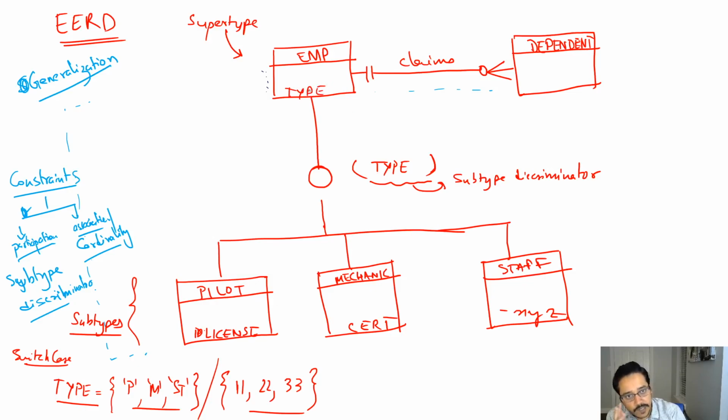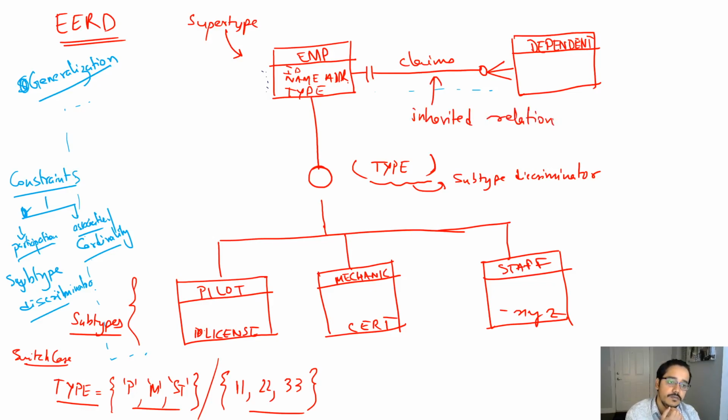Because it is a special attribute within the supertype. And thereafter, the supertype has all the common attributes of these subtypes. So it will have things such as ID, name, address, etc. The other thing is any relationship that the supertype has. For example, this will also be an inherited relationship. Inherited by whom? All its subtypes.